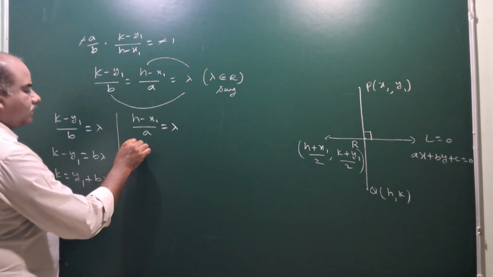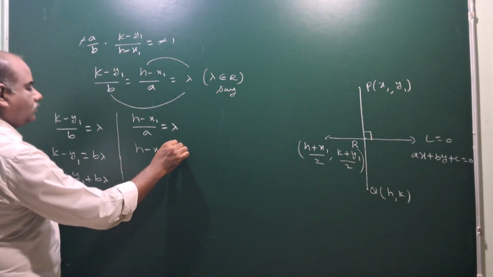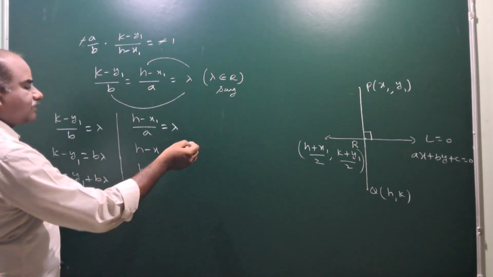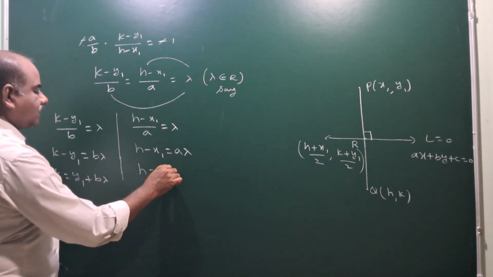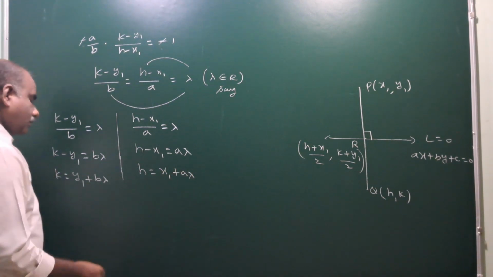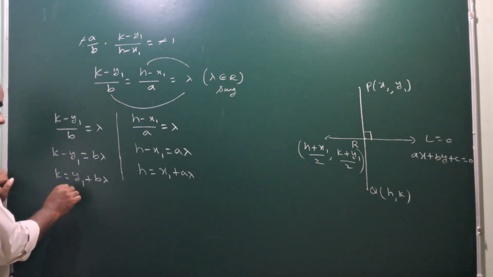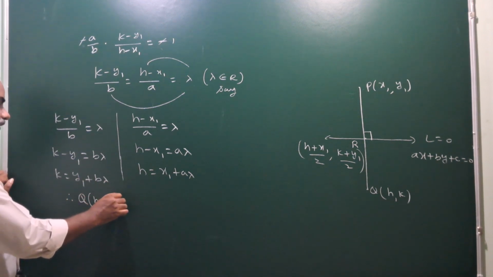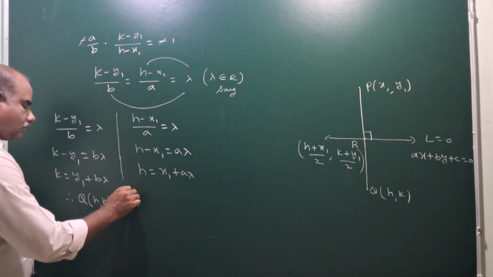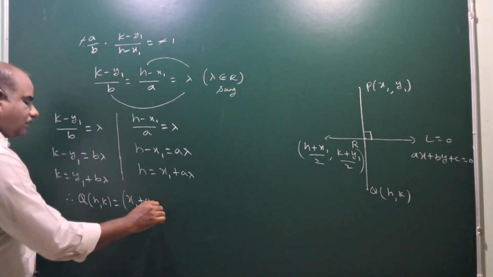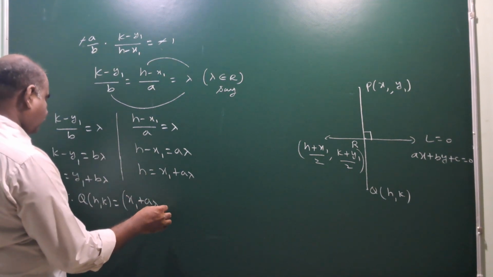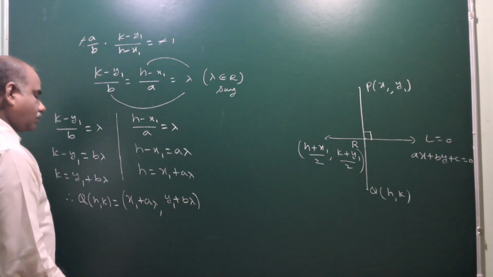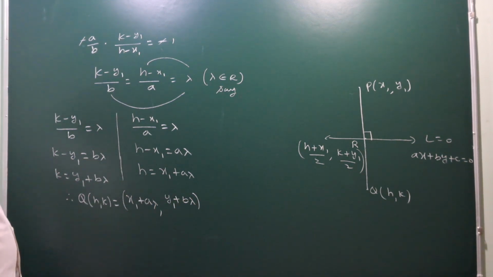And here H minus X1 is equal to A lambda. Transposing minus X1 to right side, it becomes X1 plus A lambda. Therefore, Q (H, K) is equal to, H means X1 plus A lambda, K means Y1 plus B lambda. Okay, so these are the coordinates of Q.